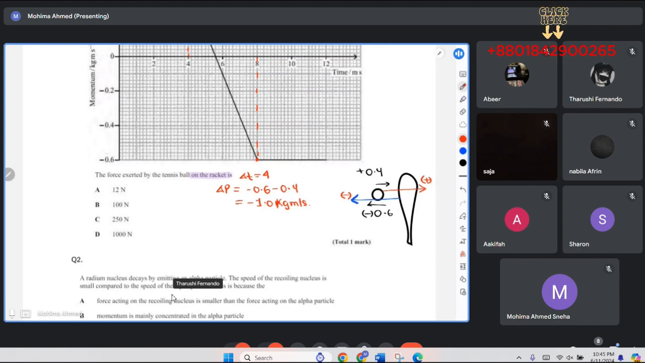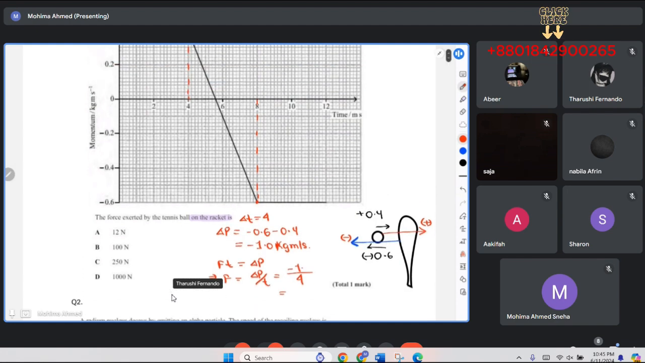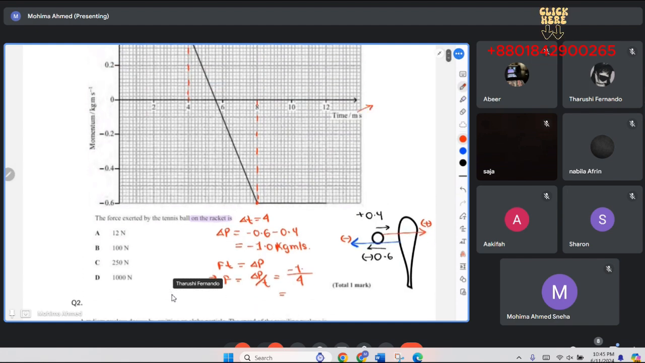Now I can use the derivation that Ft is equal to the change in momentum. That means F is basically change in momentum over time, which is minus 1 divided by 4. That is 0.25. Wait, there's actually a time problem. The time was not in seconds, the time was in milliseconds. That means on your graph you are actually getting the time as 0.004 seconds, right? Because 4 has to be multiplied by 10 to the power of minus 3.